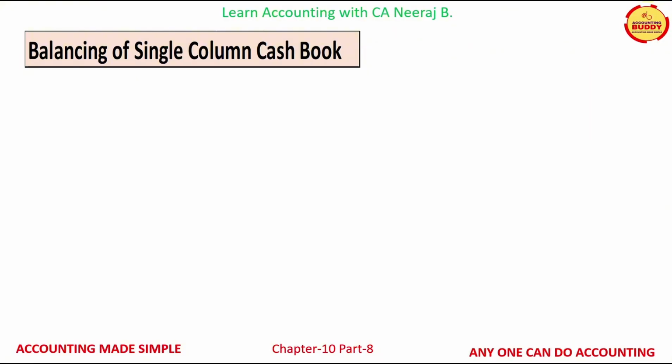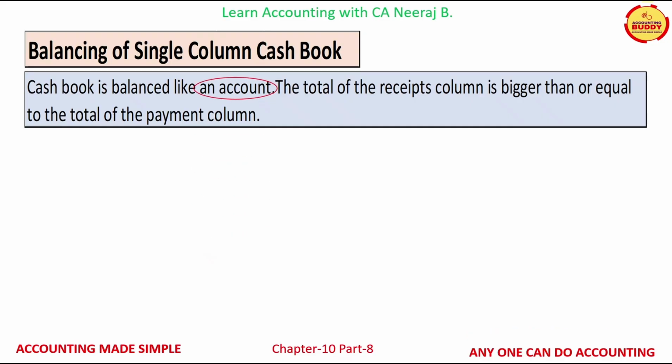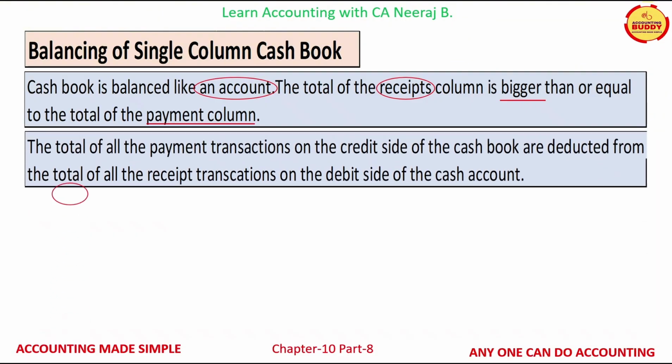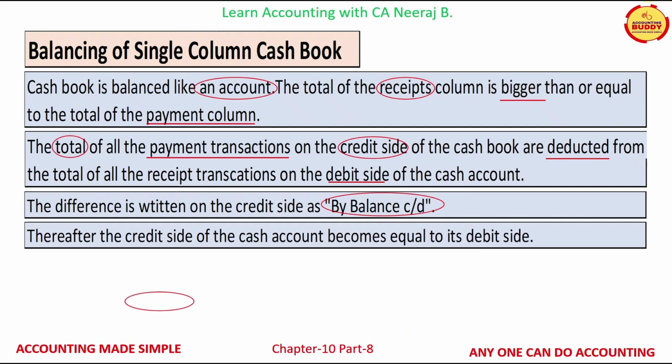Let us now learn how a single column cash book is balanced. Cash book is balanced like any other account. The total of the receipts column is bigger than or equal to the total of the payments column. The total of all the payment transactions on the credit side of the cash book are deducted from the total of all the receipt transactions on the debit side of the cash account. The difference is written on the credit side as by balance carried down. Thereafter, the credit side of the cash account becomes equal to its debit side.